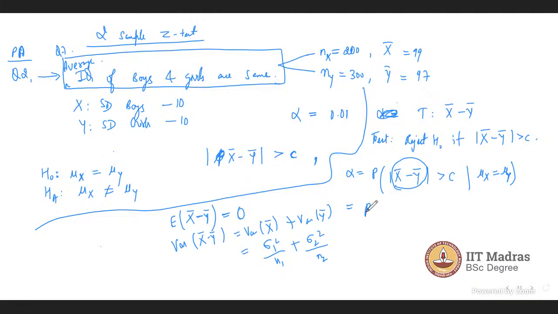Now, if I have to convert it to the Z (0, 1) form, I will do mod of X bar minus Y bar minus 0, divided by the square root of sigma 1 square by n1 plus sigma 2 square by n2. It is greater than c upon the square root of sigma 1 square by n1 plus sigma 2 square by n2. Now this becomes our mod Z.